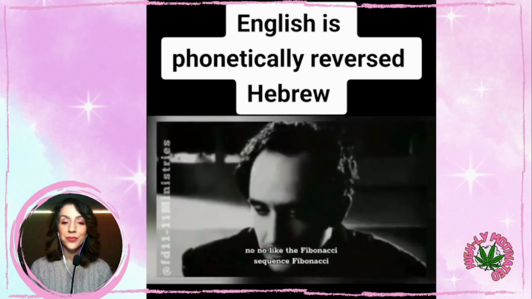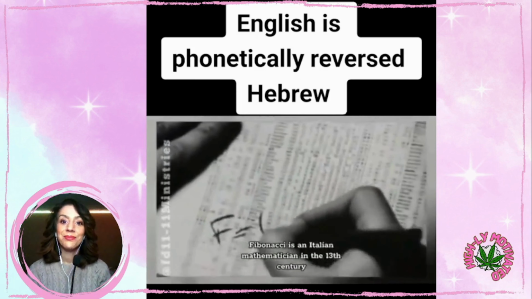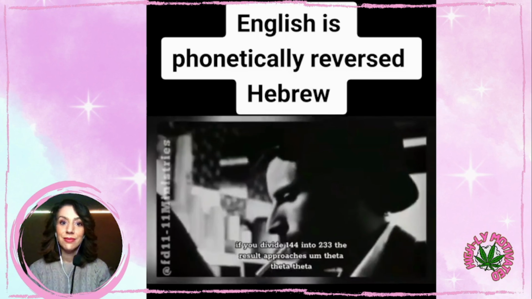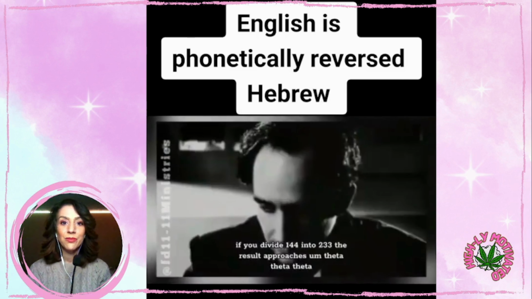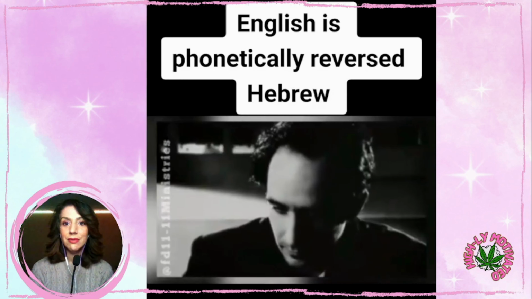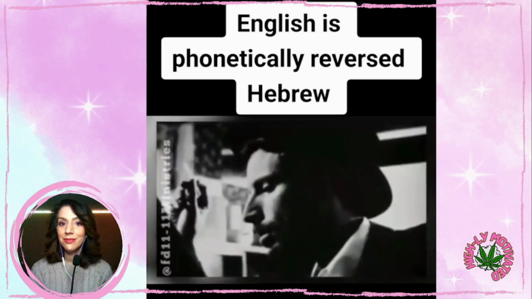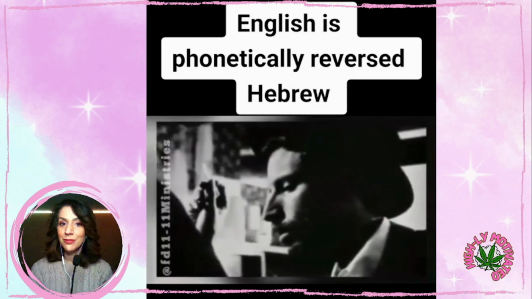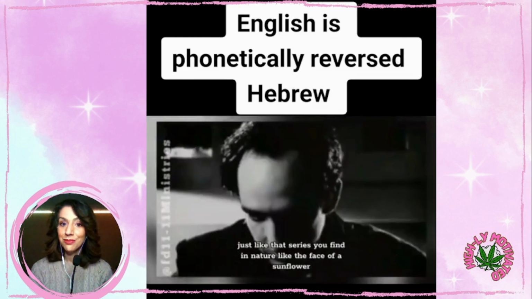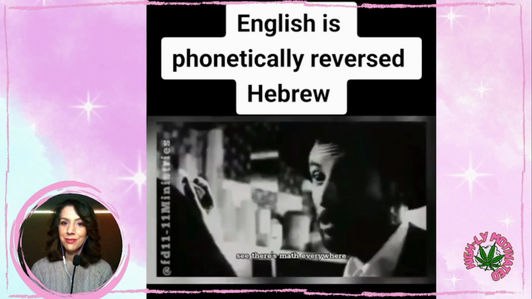You know, like the Fibonacci sequence? Fibonacci is an Italian mathematician in the 13th century. If you divide 144 into 233, the result approaches theta. Theta. Greek symbol for golden ratio, golden spiral. Wow. I never saw that before. That's like that series you find in nature? Like the face of a sunflower? Where are the spirals? You see this math everywhere.